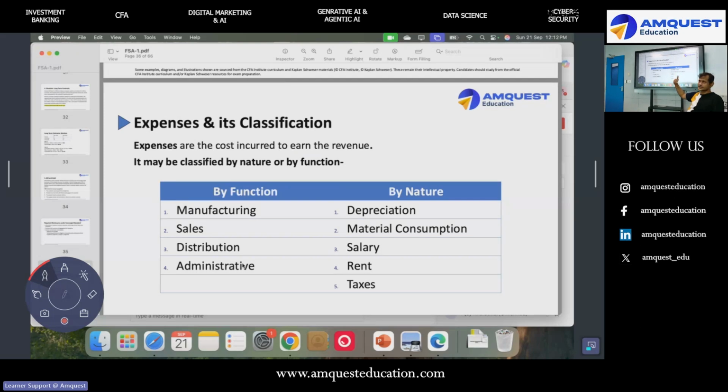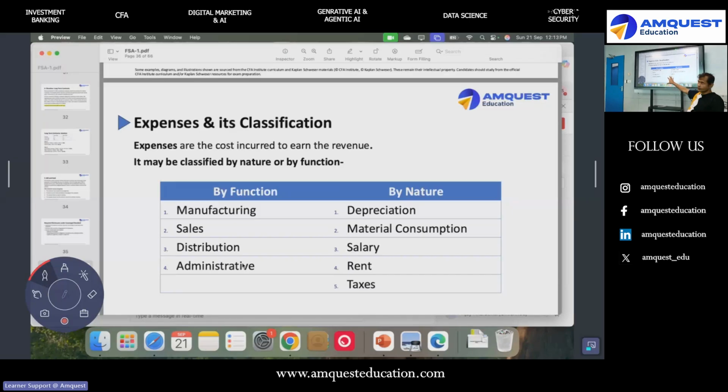Now let's come to expense. Expense recording is done based on the nature of classification, right? So expense could be manufacturing expense, sales, distribution, administration, these are all expenses. You could also classify expense by nature: depreciation, material, rent, taxes, electricity, and so on, right?